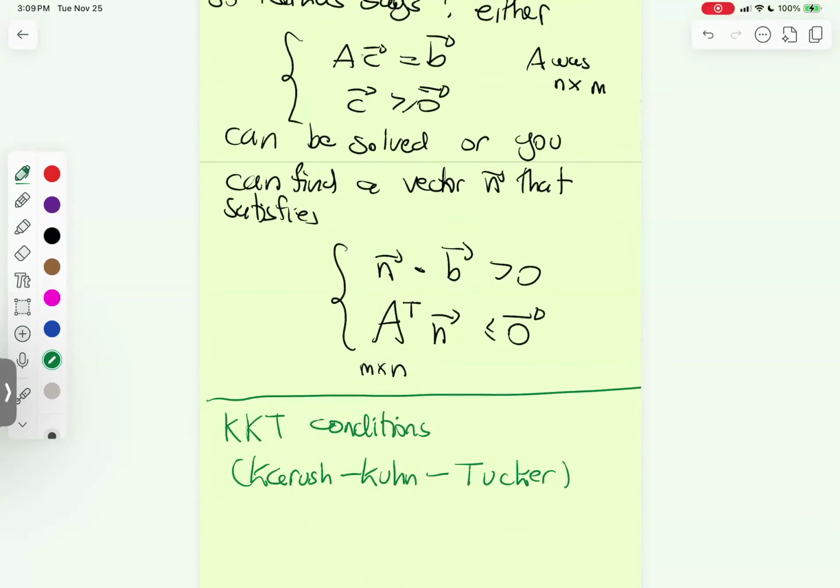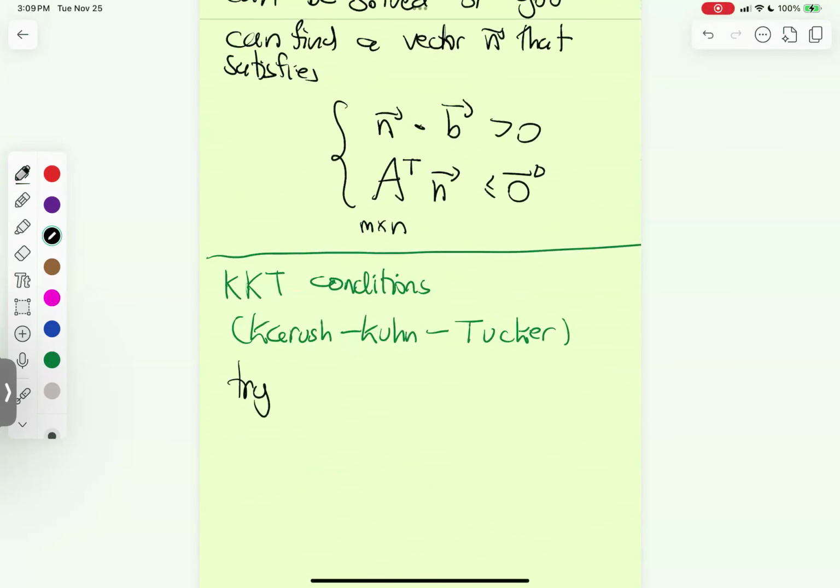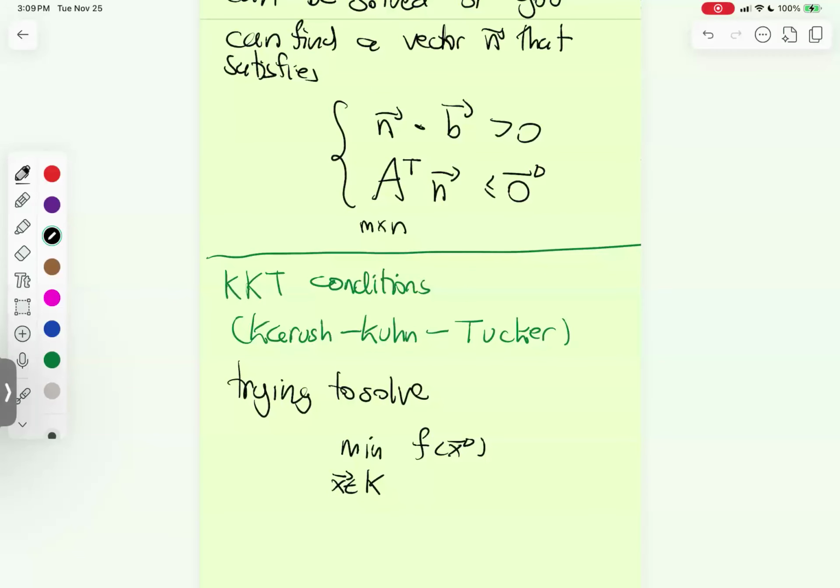So what it's saying is that let's say you're trying to solve this optimization problem. You're trying to find the minimum of a function where x belongs to a convex set. And the convex set is going to be given by matrix inequalities.